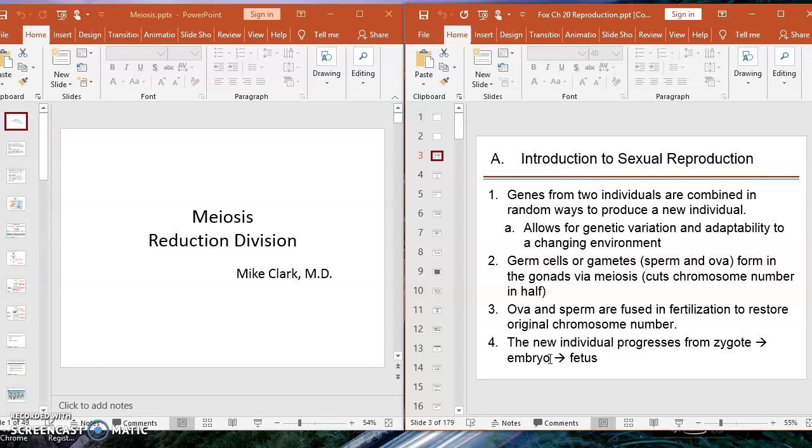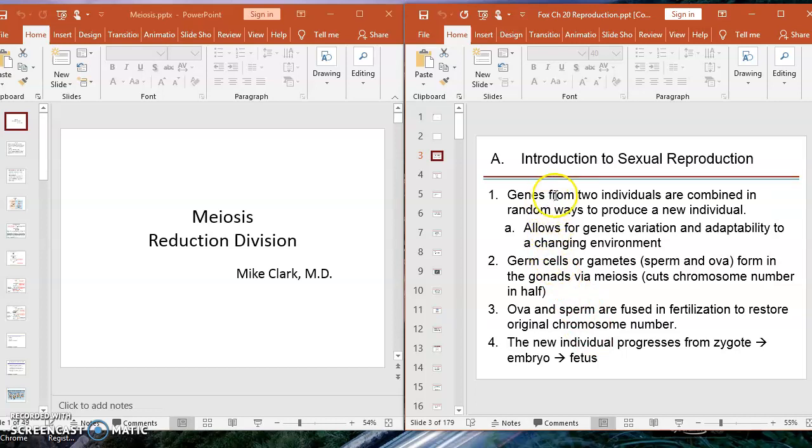After that, from the 8th week until the time of parturition, whenever that is, it is a fetus, and after a fetus, once it's born, it's a neonate, and the neonatal period is the first 28 days. So that's kind of an overview.